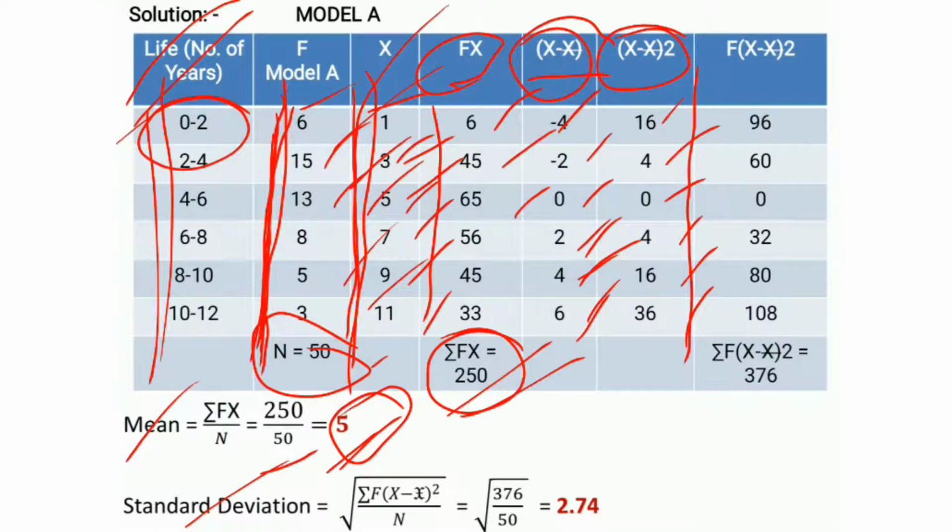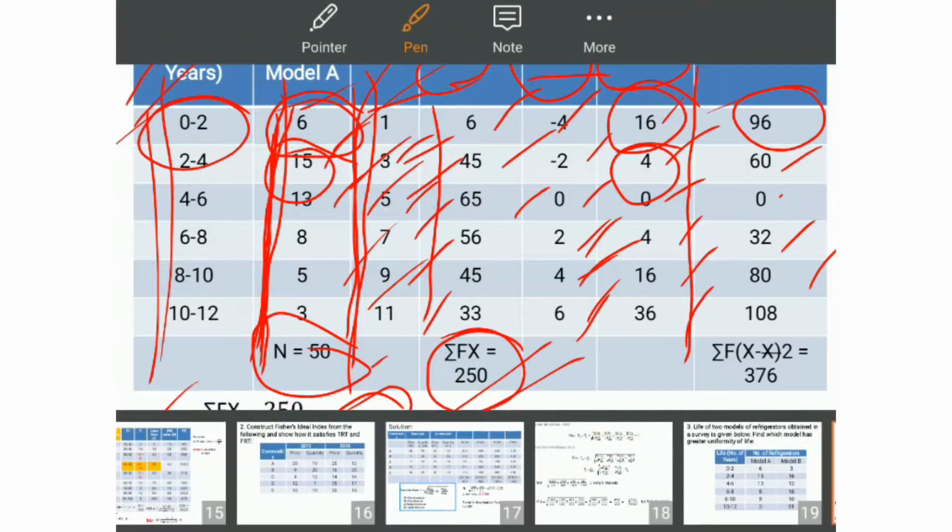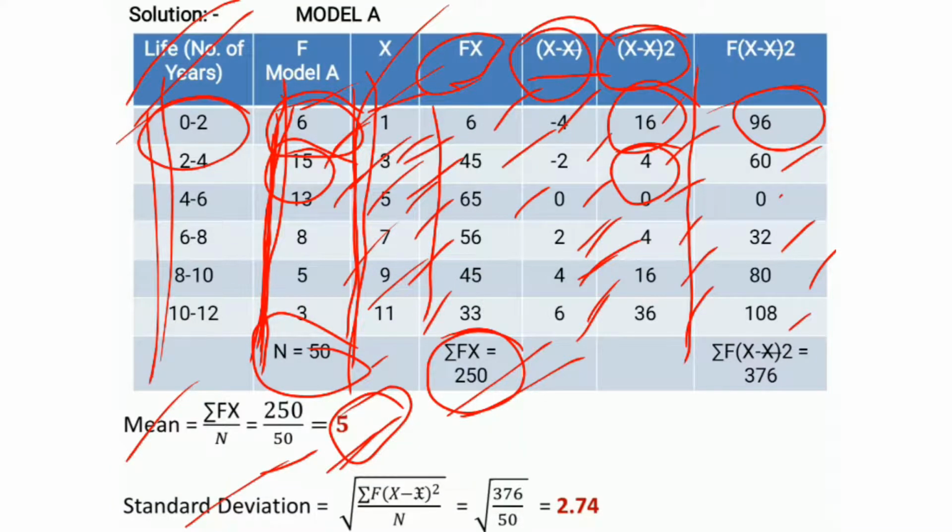In the first row, 6 into 16 is 96. 15 into 4 is 60. Similarly, do it for all the values. You will get the total of f into x minus x mean whole square as 376.